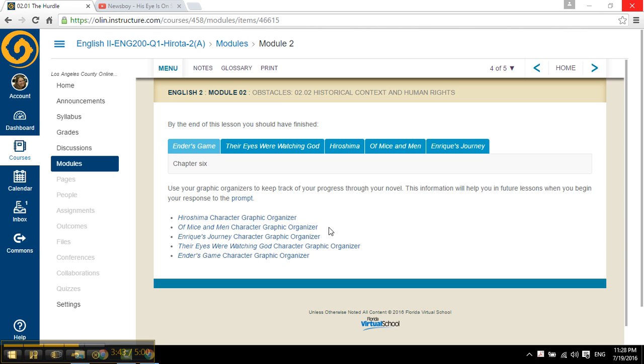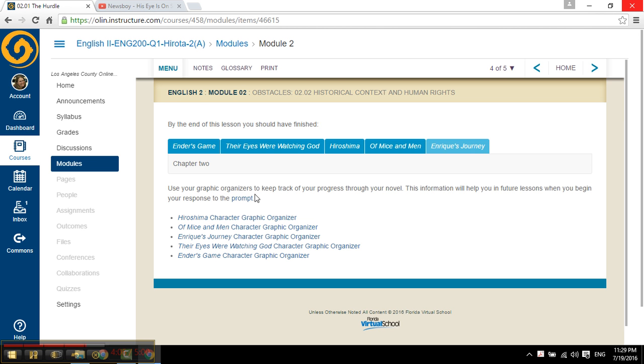Okay, this is kind of a repeat page here. First thing it has, by the end of the lesson, you should have finished: for Ender's Game, you're supposed to be through chapter 6 by the end of this lesson. And then for Their Eyes Are Watching God, it's chapter 8. Hiroshima, it's chapter 2. Of Mice and Men is chapter 2. And Enrique's Journey is chapter 2. So you'll pick whichever book you are reading and do that.